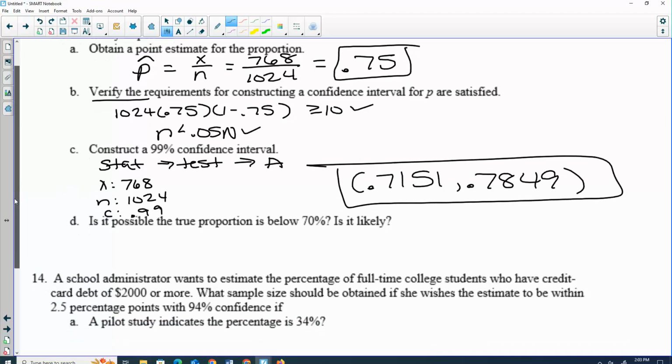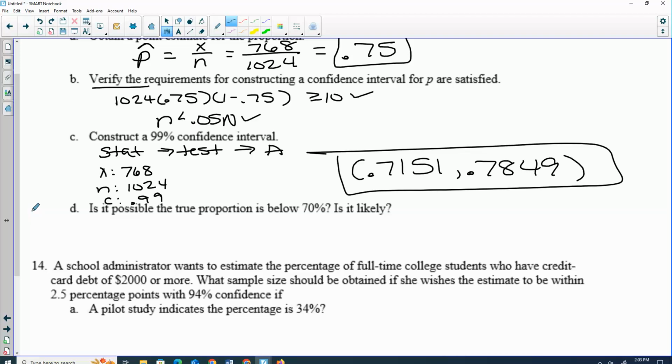Okay, so this means I am 99% confident the value is between 71.5% and 78.5%. Is it possible to be less than 70? Yes, I am not 100% confident. So it can fall outside this interval every time. We will never be 100% confident. So it's always possible to have something that doesn't work. But is it likely? No. There is only a 1% chance that you do not fall in here. So it is extremely unlikely to have a value of 70%. But it is possible.